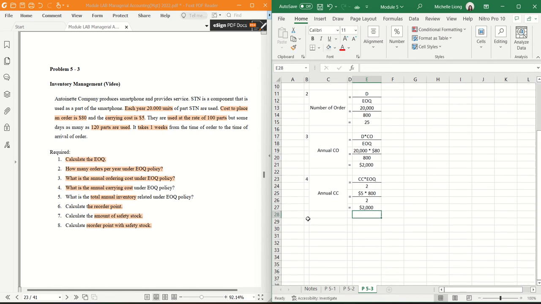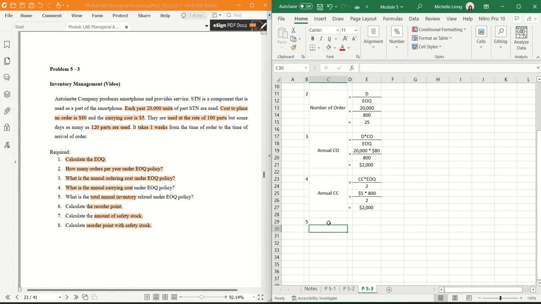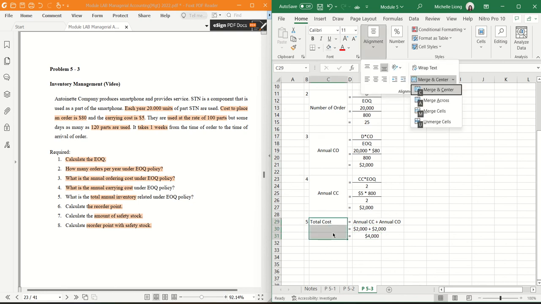The next one is number 5, the total annual inventory cost. So total annual cost is annual CC plus annual CO. We can calculate it as annual CC plus annual CO, which is 2,000 plus 2,000, which is 4,000.